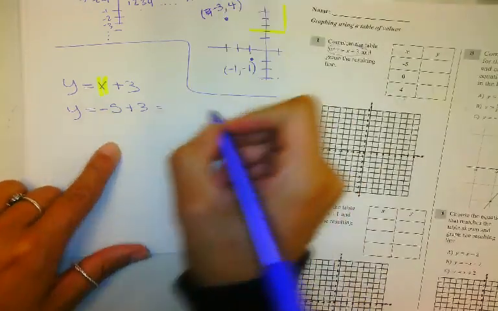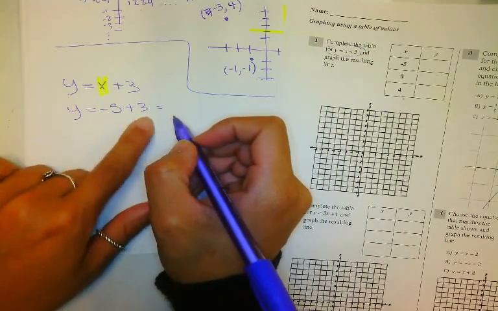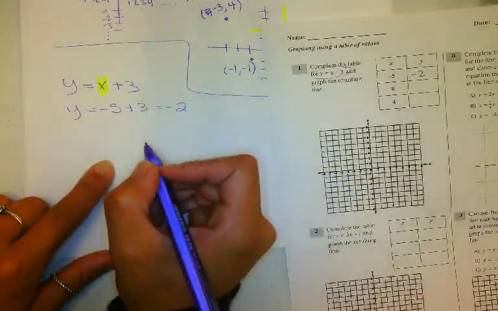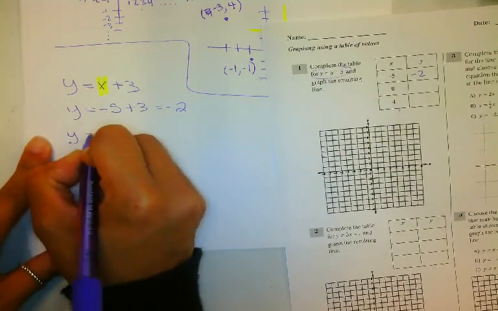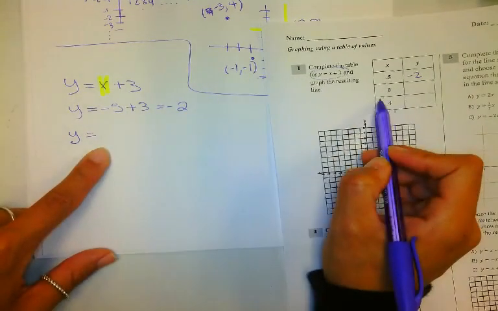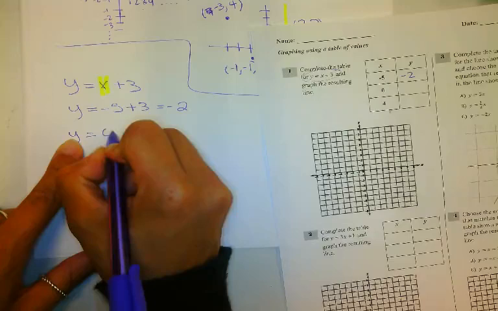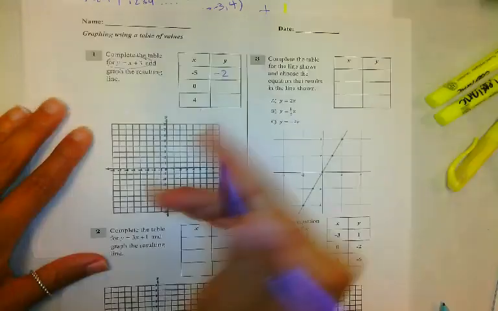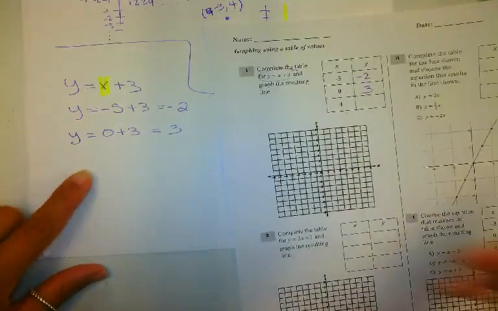Now I solve it. Well, negative 5 plus 3, they're different signs, so I'm going to subtract, so that makes 2. And then the 5 is bigger, so it's going to be negative 2. So for my y, it's negative 2. Then we're going to do the second one. We have y equals, again, they gave me the x. The x is 0. So I go 0 plus 3. Well, 0 plus 3 is just 3, so I write that here. Now we do the next one.